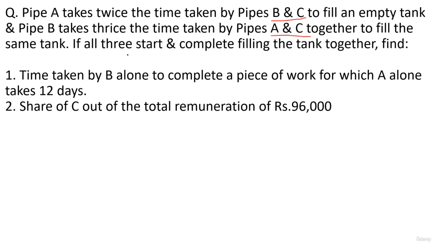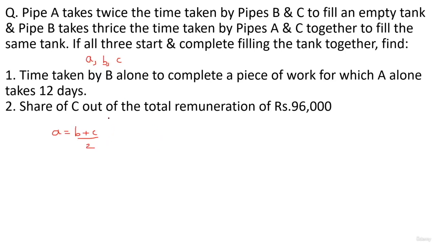Let me assume the efficiencies as A, B, and C units, respectively. Now it is given that pipe A takes twice the time taken by B and C together. If pipe A takes twice the time taken by B and C together, can I say the efficiency of A is half that of B and C together? Same thing, right? Efficiency half है तभी to time double लग रहा है, right?